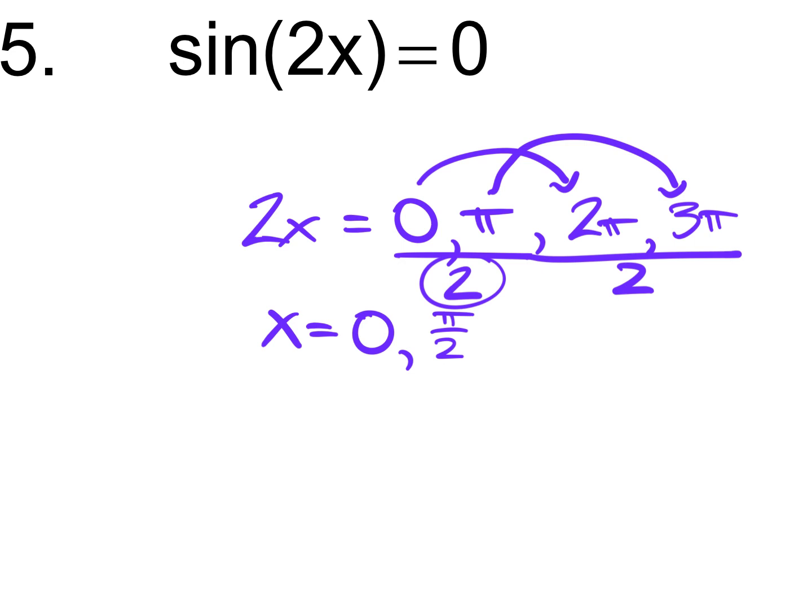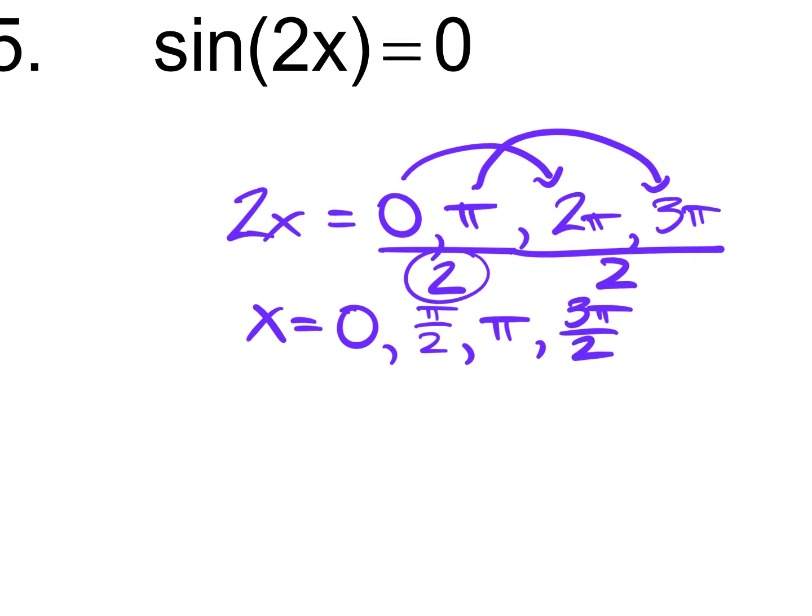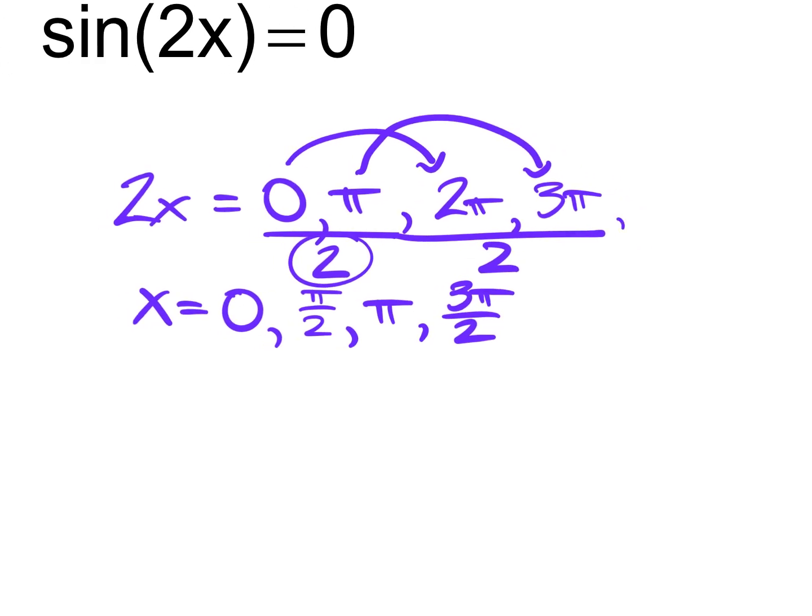What is 2 pi divided by 2? Pi. Is that still within 0 to 2 pi? Yes. What about 3 pi divided by 2? 3 pi over 2. Now, what if I had kept going in the pattern? My next one would have been what? 4 pi. If I divide that by 2, I get what? 2 pi. And we always said our final answers do not have to include 2 pi, right? So I do not have to keep going endlessly. I just want to get enough answers that I have all of the answers between 0 to 2 pi.